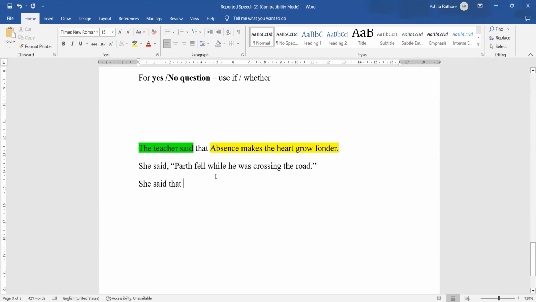Because your main clause here is Parth fell. So, what will it turn to? Parth had fallen. Parth fell is simple past. We had already discussed, simple past jumps back one tense. It becomes past perfect. Parth had fallen. The rest of your sentence will remain intact.